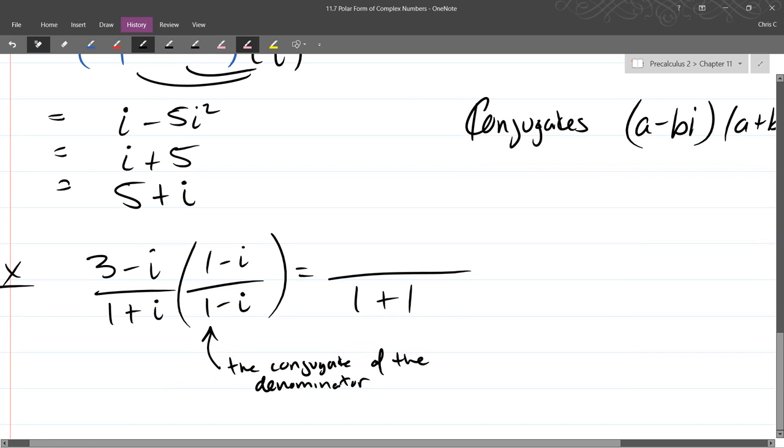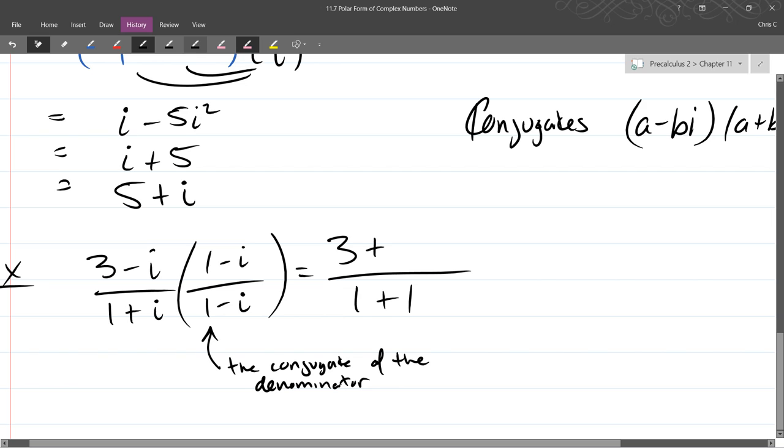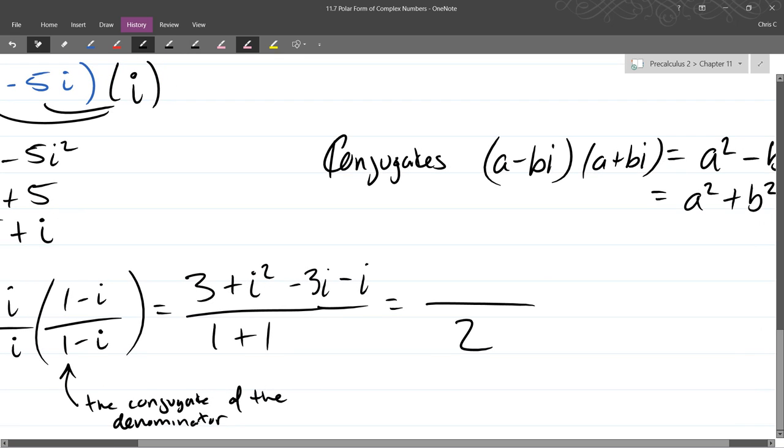Now I have to FOIL out the top like normal. So first, 3 times 1 is 3. Last, minus i times negative i is plus i squared. That one's a little tricky. And now I have minus 3i minus i. So we have 3 plus i squared, which is 2, minus 4i.